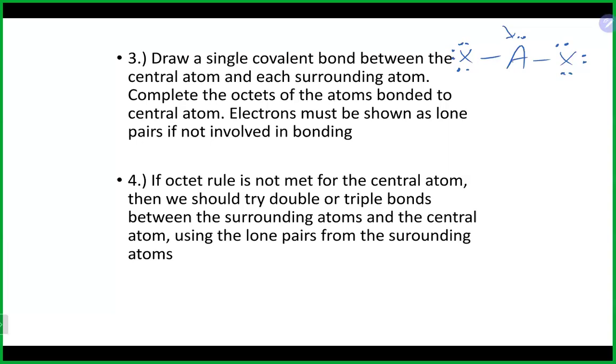The last thing you want to do is make sure everybody has met the octet rule, except for hydrogen, which obviously should meet the duet rule, which is only 2 electrons.